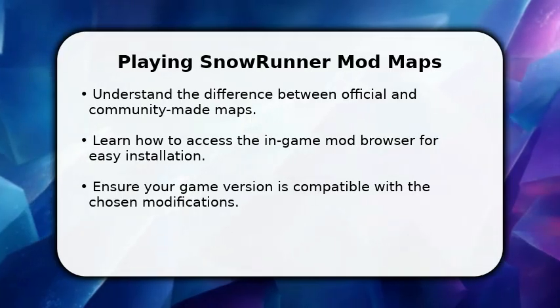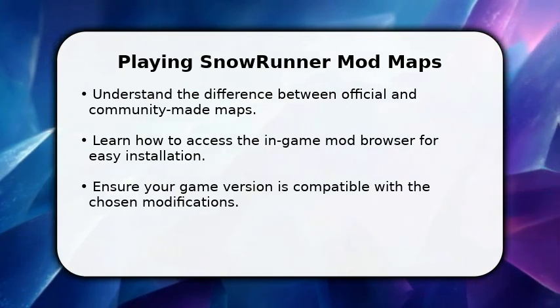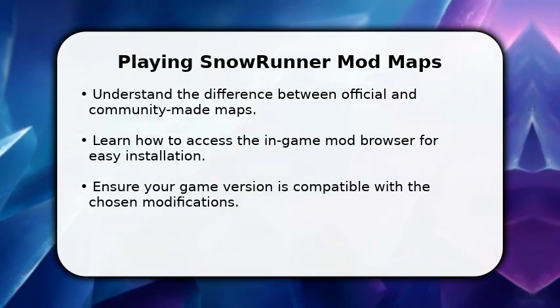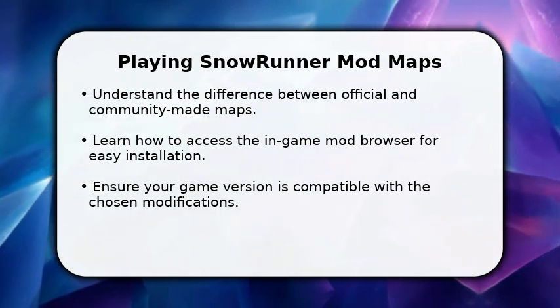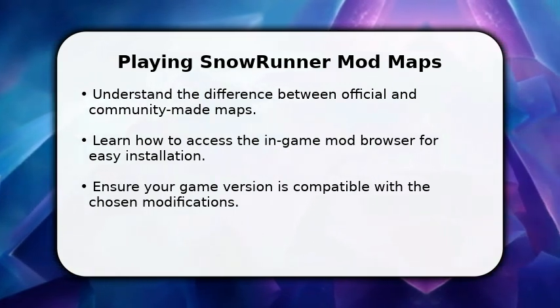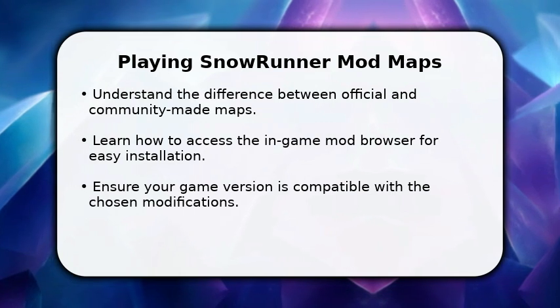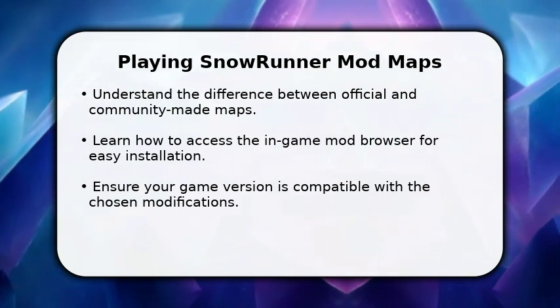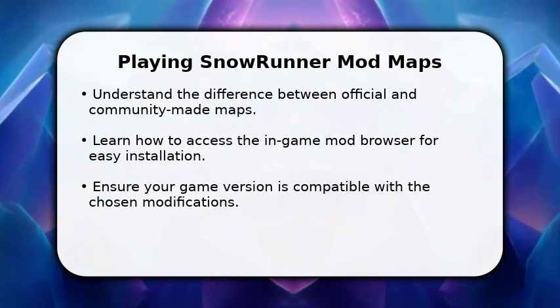In this video, I will explain how to play a mod map on SnowRunner. First, you'll want to open the game and navigate to the main menu. From there, look for the mod browser option, usually found near the new game or continue selections. This built-in feature makes finding and installing community-created content incredibly straightforward. We'll cover the steps to activate your chosen map and start exploring new challenges in just a moment.